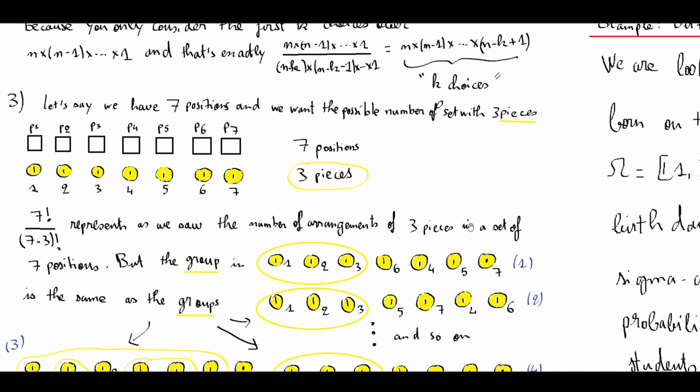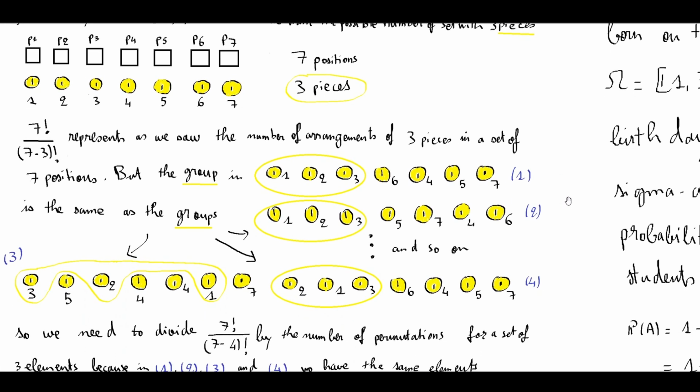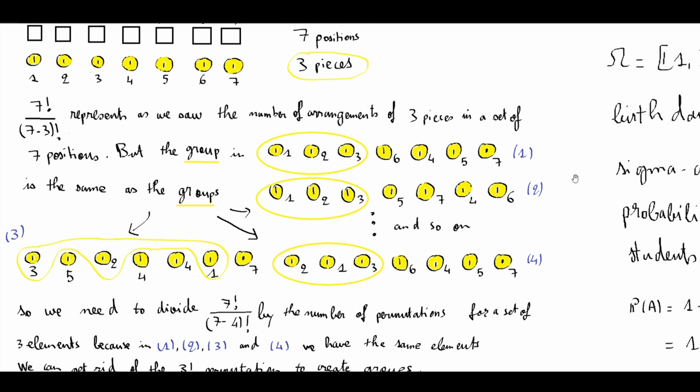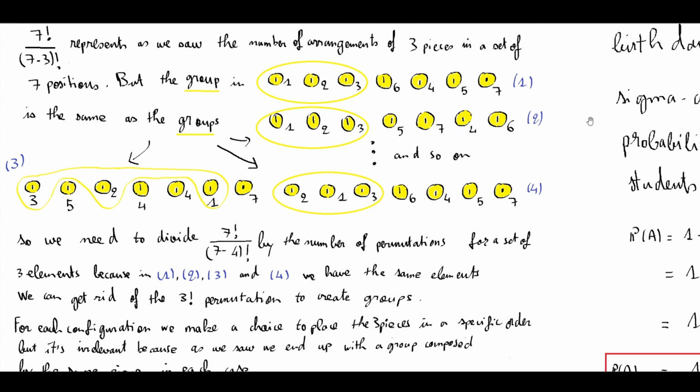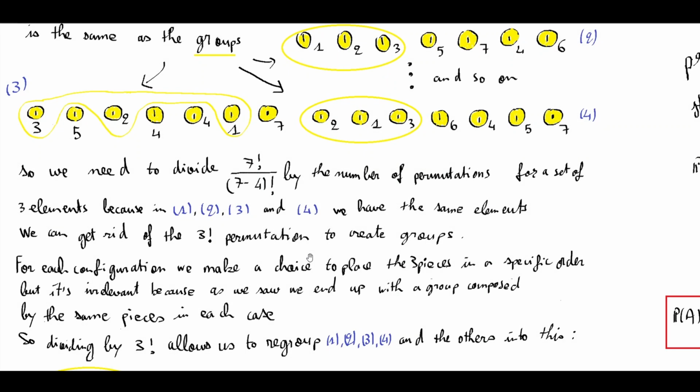But the group in the first configuration is the same as the groups in the second, third, and fourth configurations. So we need to divide 7 factorial over 7 minus 3 factorial by the number of permutations for a set of 3 elements, because in 1, 2, 3, and 4 we have the same elements. We can get rid of the 3 factorial permutations to create groups.